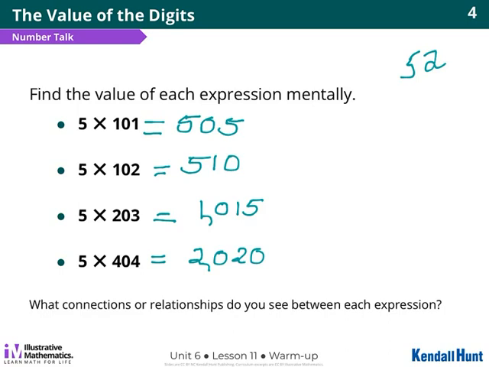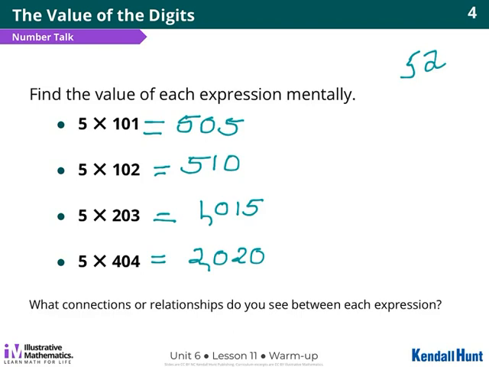Now, what relationships do you see between these expressions? Vivian. One relationship is that the last expression and the first expression, they both double the same number. 101 doubled is not 404, but I like your thinking. You're on the right track.